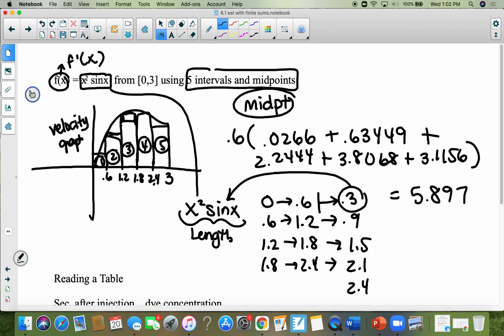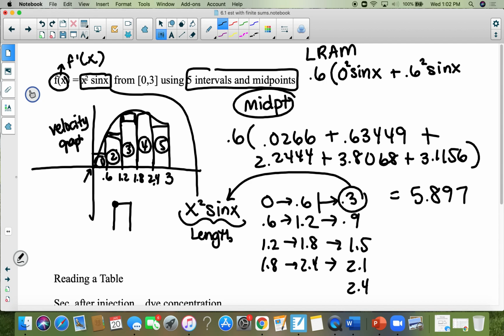Let's say they wanted you not to do the midpoint. Let's say they want you to do the left RAM, the left side. If they want you to do the left side, the width is still 0.6, but you have to look at the left side of each one. The first rectangle's point, you need to plug 0 into there. So you need to plug 0 in to get the length. The next one you're going to put in is 0.6 into the next one.